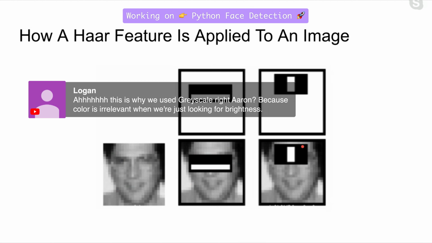Yeah, this is what Logan is saying too. He goes, this is why we use grayscale, right, Aaron? And he goes, because color is irrelevant. We're actually just looking for brightness.